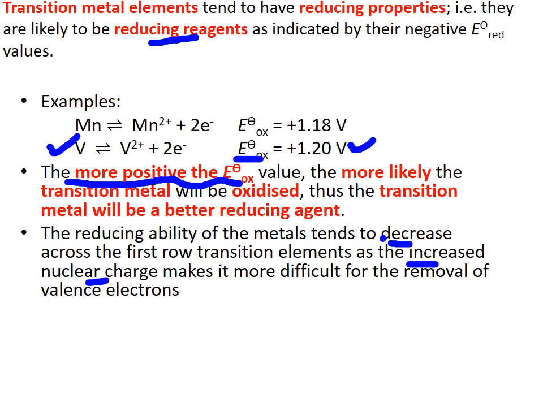So for example, the copper nuclear charge is higher than the vanadium nuclear charge, and therefore it is harder to remove the electrons from copper to oxidize copper. Since copper is harder to be oxidized because it's harder to remove the electrons from the stronger attraction of the more positively charged nucleus, copper is less easily oxidized, and it is a poorer reducing agent than vanadium, for example.